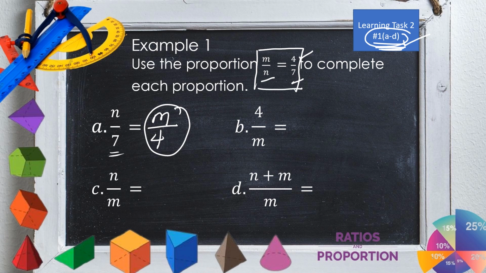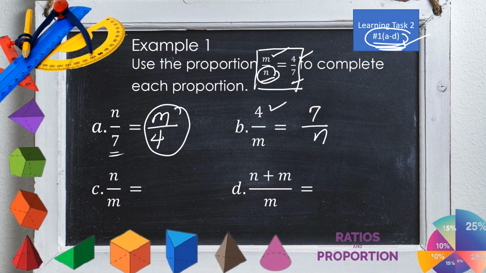So, for example, letter B, we have 4 over m. So, 4 is the numerator of our second value. So, we're going to get also the denominator of the second value, which is 7. And then m is the numerator of the first value. So, we're going to get the denominator naman ng ating first value, which is n. So, you're just going to get the connection or the proportion, the property of proportion used by the first given.